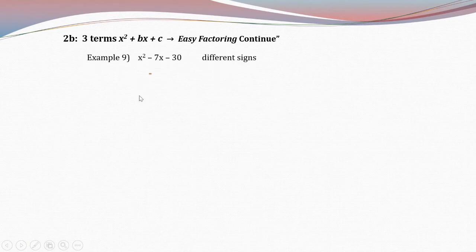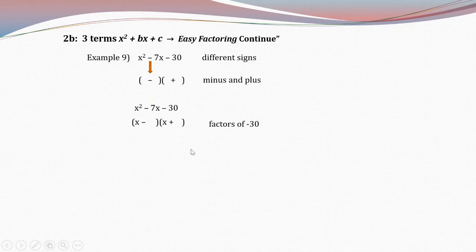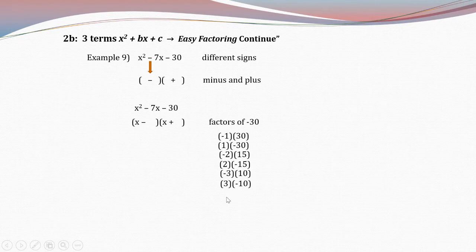And now let's do another example. Example number 9. You see the signs are going to be different, so we bring down the sign. It's going to be a minus and a plus. Why? Because the signs are going to be different, because this is negative. Okay, now can I get negative 30? Negative 1 times 30. 1 times negative 30. Negative 2 times 15. 2 times negative 15. Negative 3 times 10. 3 times negative 10. Negative 5 times 6. And 5 times negative 6. So the difference has to give me negative 7.